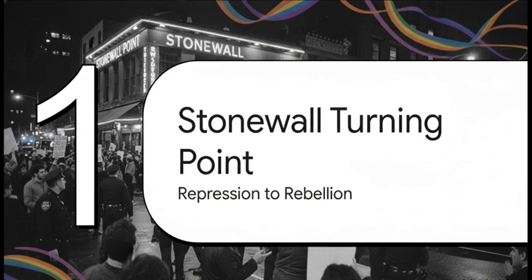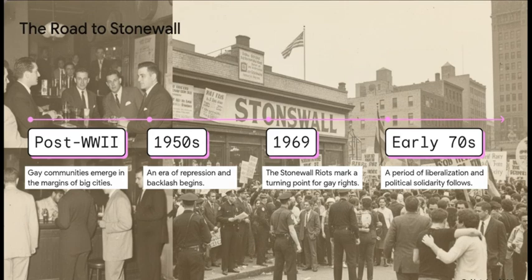All right, first stop, the Stonewall turning point. This is really about that shift from repression to open rebellion. So, to really get what happened at Stonewall, you have to understand the pressure that was building. After World War II, you start to see these gay communities popping up in the margins of big cities. But then comes the 1950s, and with it, this massive wave of repression and backlash. It was this constant push and pull.